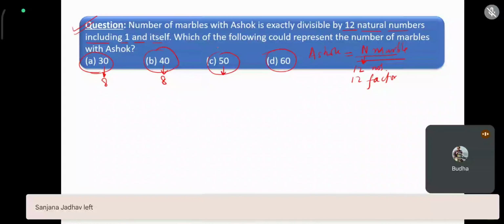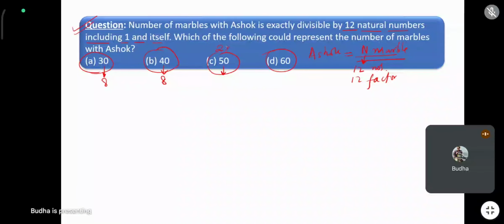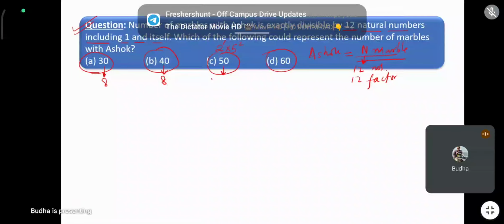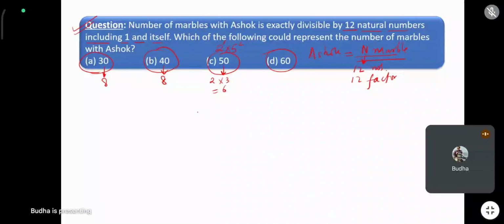50 can be written as 5 square into 2. So the number of factors would be 9... 6. It will be 6. Why? Because 2 का power is 1, right? तो यहाँ पे 2 into 3 आ जाएगा. Answer is 6. तो अब तीनों के पास 12 factors तो है नहीं. So answer is by default 60. शायद सर 60 आएगा. 60 also we have solved, right? Examples में हमने देखा था.